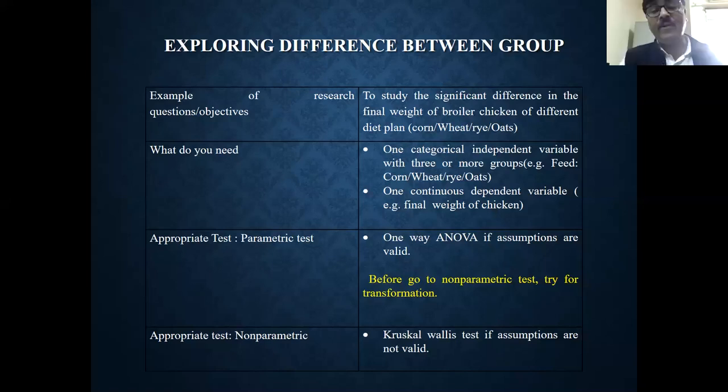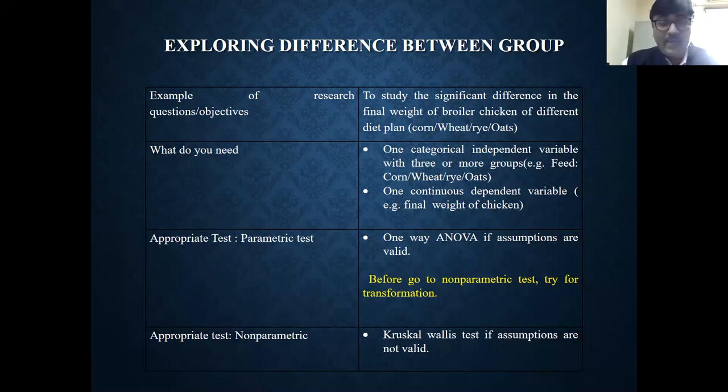One-way ANOVA is useful when there is a categorical independent variable with three or more groups. If there are only two groups, then the independent sample t-test is appropriate. When you increase the diets, the test changes. We cannot use the independent sample t-test there; you use ANOVA, with one continuous dependent variable, the final weight of chicken. So if you have such a research question, one-way ANOVA is appropriate.